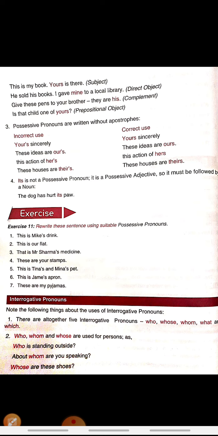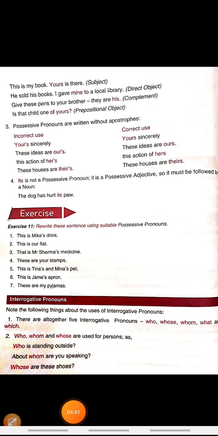So possessive pronouns are always written without apostrophes. Ours, correct. Yours sincerely, these ideas are ours, this action of ours. Possessive pronouns are not written with an apostrophe. Simple: yours, ours, hers, and theirs. Okay, its is not a possessive pronoun, it is a possessive adjective.